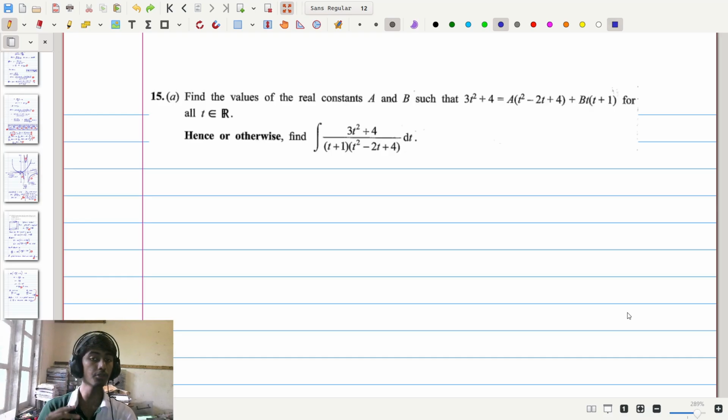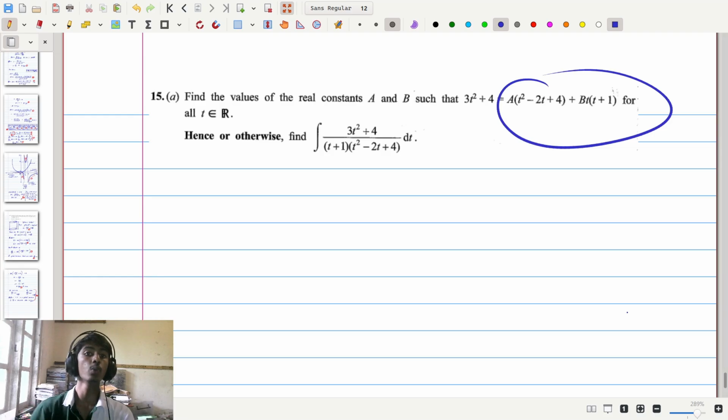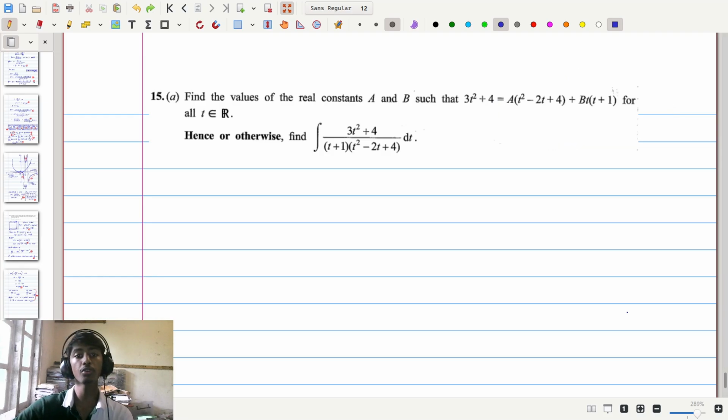Now once we find the values of capital A and capital B, we can then resubstitute, and in order to get this term right here, we're going to divide both sides of this equation by t squared minus 2t plus 4 and t plus 1. Doing so, the left hand side will turn into this exact expression, and on the right hand side we'll be left with two partial fractions that we can then use in order to find the integral with respect to t. So to start off, we'll write down this equation.